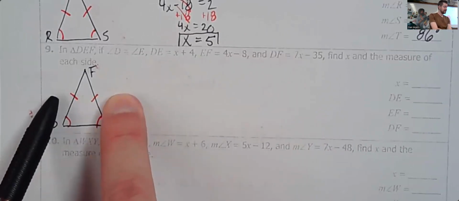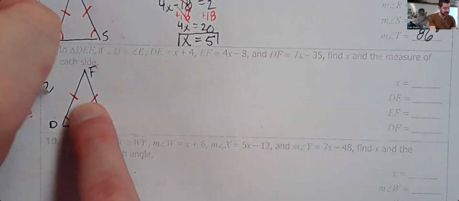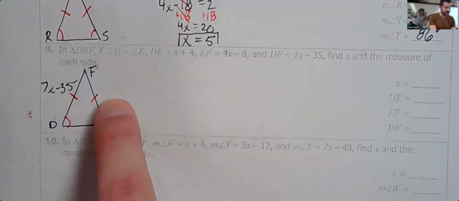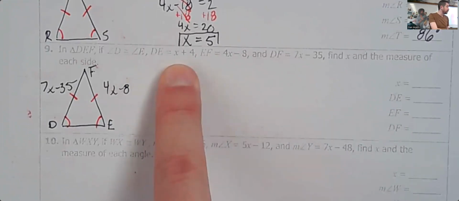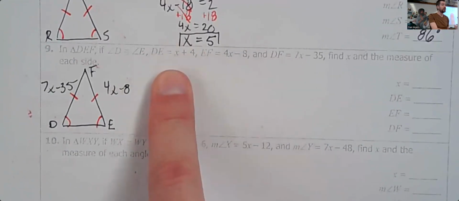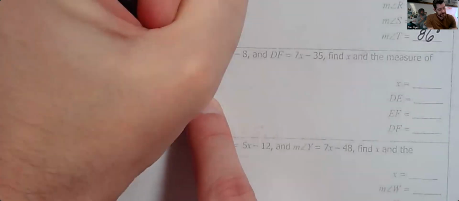The only way we can solve for x here is to set those two sides equal to one another. We know that DF right here is 7x minus 35, and EF over here is 4x minus 8. Those are the two that we have to set equal to each other to solve for x. DE, we'll use that later. We'll plug in for x once we have x. We are not going to use this to figure out what x equals, though. So 7x minus 35 equals 4x minus 8.